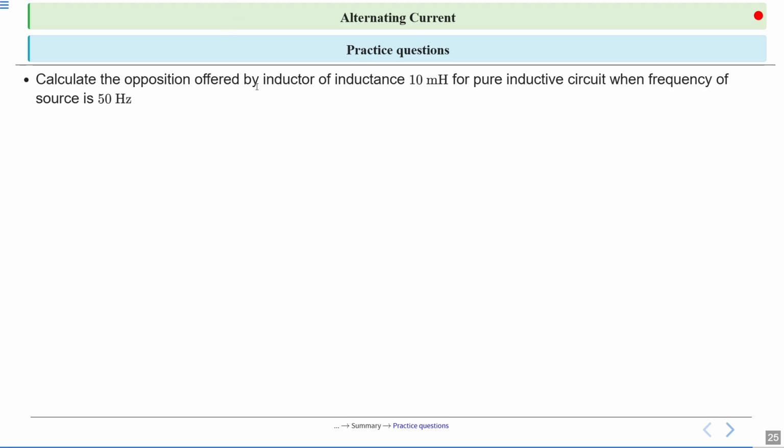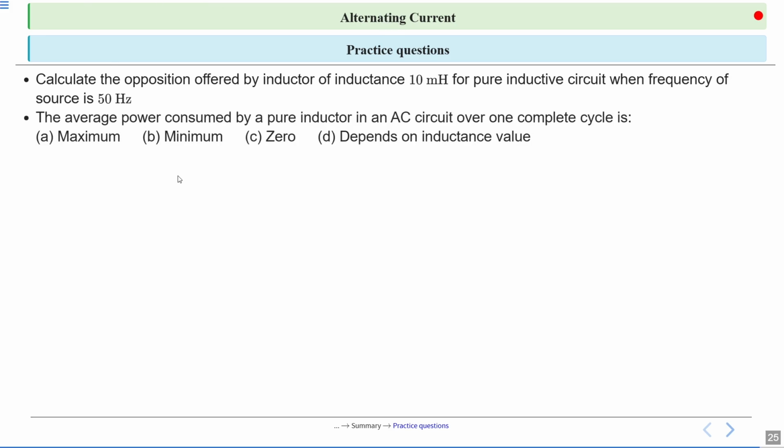Calculate the opposition offered by inductor of inductance 10 millihenry for pure inductive circuit when frequency of source is 50 Hz. Next question, the average power consumed by pure inductor in an AC circuit over one complete cycle is: maximum, minimum, zero, depends on inductance value. In pure inductive circuit, what lags behind, current or voltage?